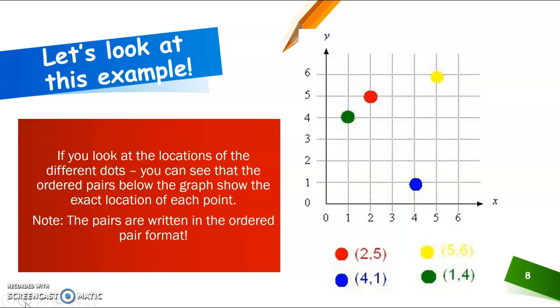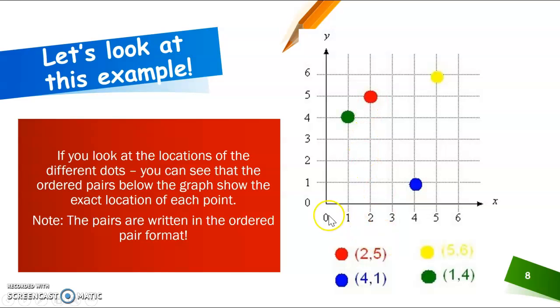All right, so let's look at some examples of what I'm talking about. If you look at the locations of the different dots, you're going to see that the ordered pairs below the graph show the exact location of each point. And you'll notice that the pairs are written in the ordered pair format. So the red dot is located at 2, 5. You can see I had to slide over to the 2 on the x-axis and then climb up to the 5 on the y-axis. And the points are always located at the intersection of the two numbers you're using, the 2 and the 5. It is located in that corner spot, right?